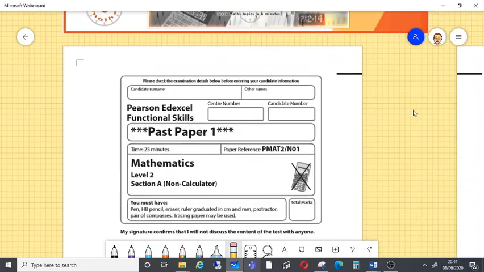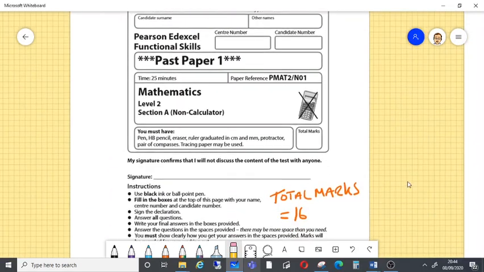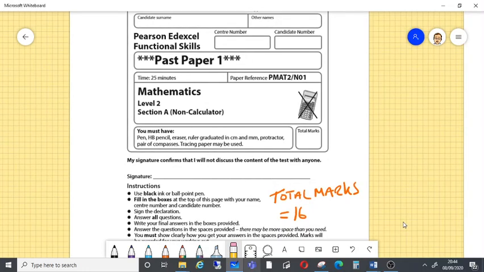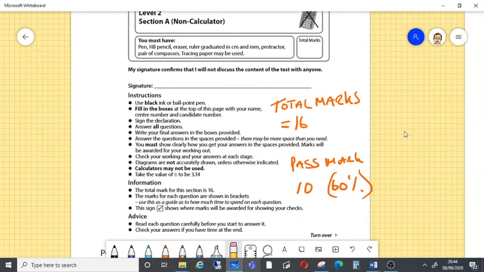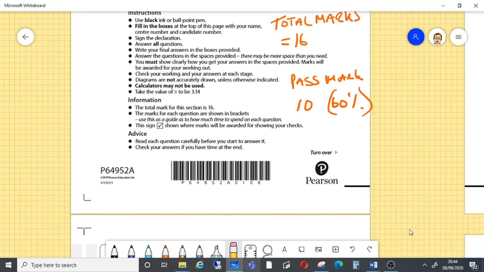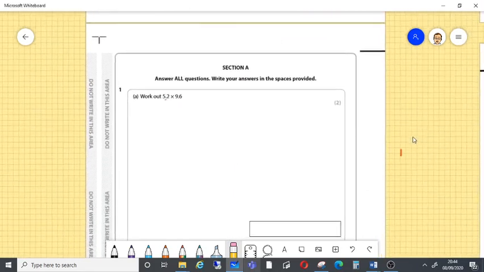It's a brand new paper. It's been out about probably 4 or 5 weeks now. A non-calculator paper. Remember, you're allowed 25 minutes and you normally get 4 or 5 questions. Total marks for this paper is 16, so the pass mark is usually around 60%, which would be 10. So you're looking at trying to score 10 out of 16 to get a comfortable pass.